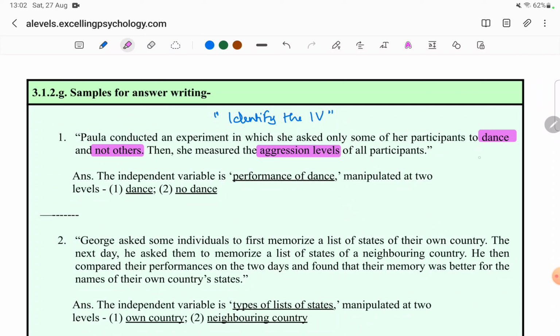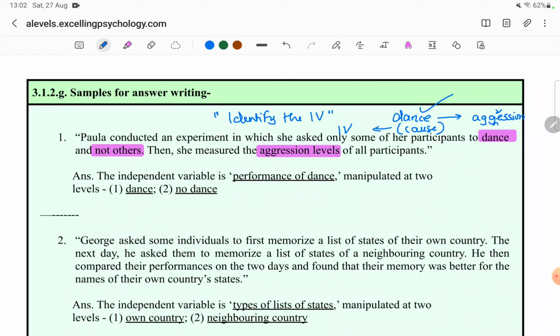So what does she want to study? Dash as a cause of dash. She wants to study dance as a cause of aggression. We've been seeing from the last lesson, cause is called an IV. So definitely dancing is her IV.